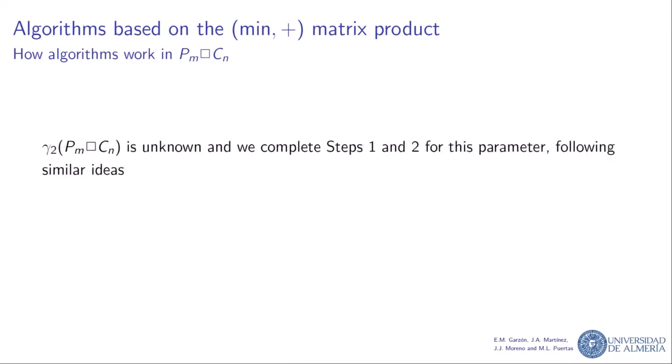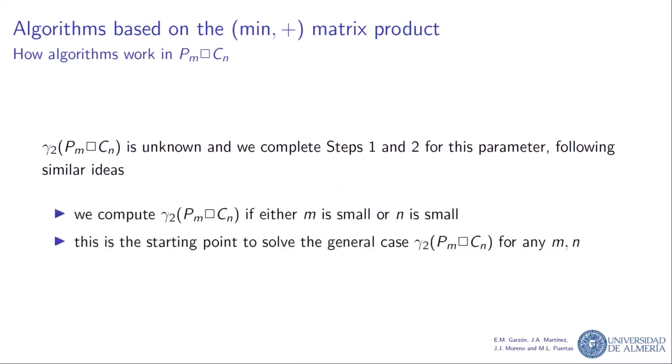The 2-domination number of cylinders is unknown, and here we complete steps 1 and 2 for this parameter following similar ideas. That is, we compute the 2-domination number of a cylinder if either the path or the cycle are small. We would like to point out that this is the starting point to solve the general case, because the general case needs the information of these small cases.